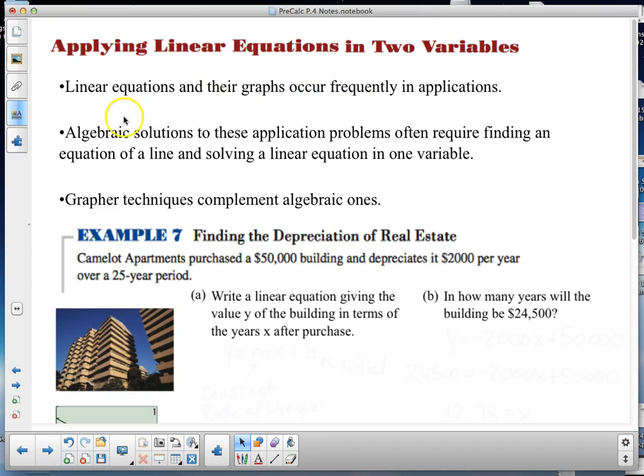Applying linear equations in two variables. Linear equations and their graphs occur frequently in applications. Algebraic solutions to these application problems often require finding an equation of a line and solving a linear equation in one variable. Grapher techniques complement algebraic ones.